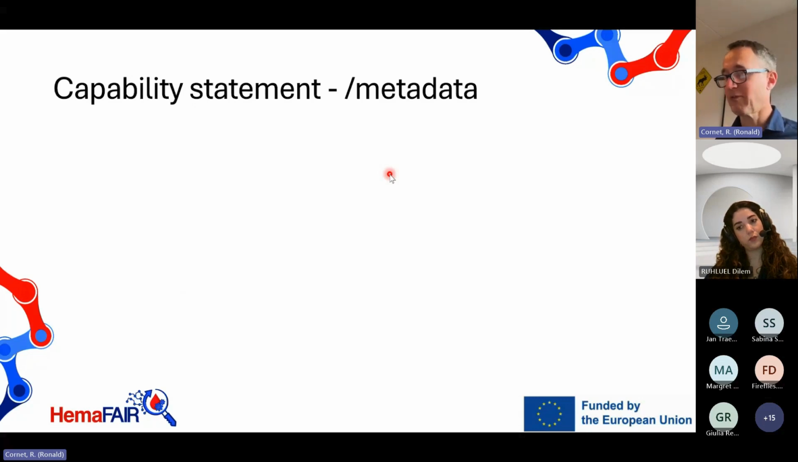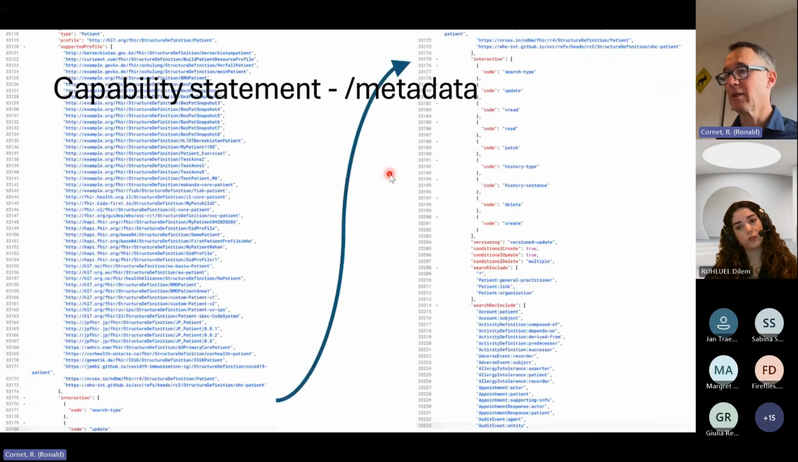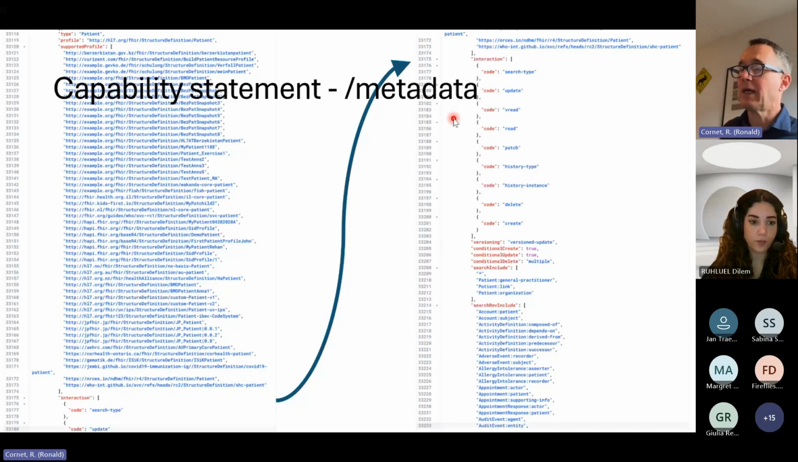If we ask for an observation, or specifically a blood pressure, we get JSON. And we can even ask a server, what can you do for us? That is done with the /metadata URL. And then we see here, for example, that this server responds and says, okay, I have the patient resource type, which adheres to the structure definition of patient from HL7 FHIR.